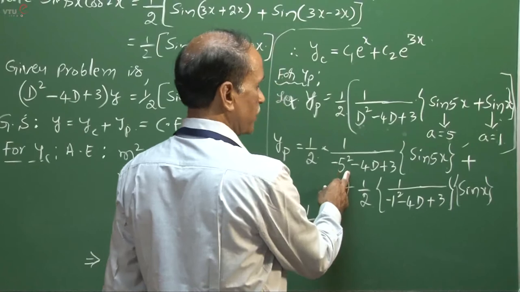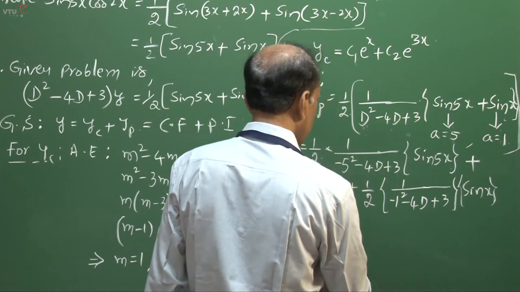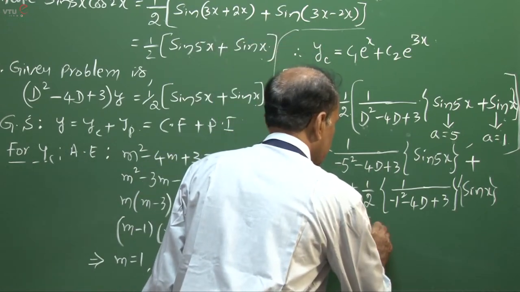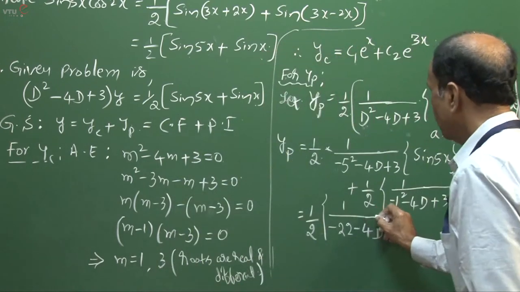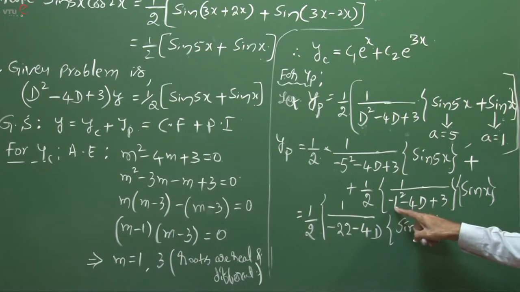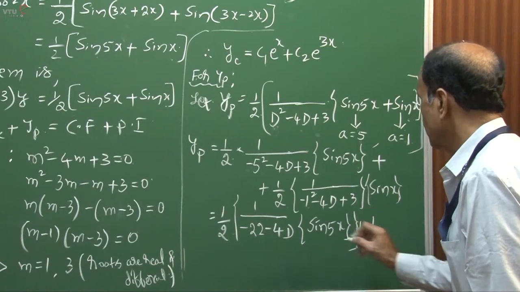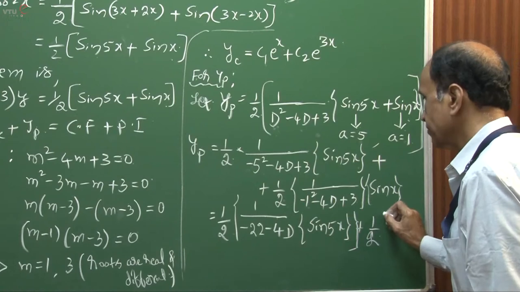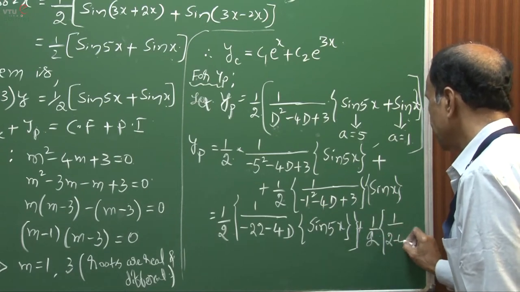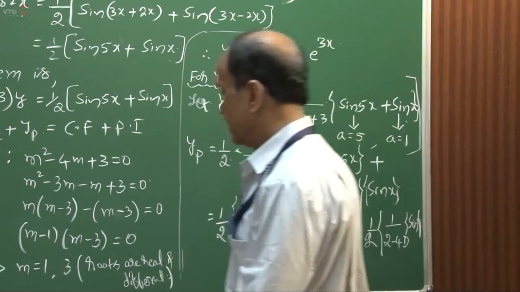Then 1 by 2, simplification: minus 5 square is minus 25, minus 25 plus 3, that is minus 22. So 1 divided by minus 22 minus 4d, operating on sine 5x for the first term. And this minus 1 square becomes minus 1, plus 3, so 1 divided by 2 minus 4d, operating on sine x.